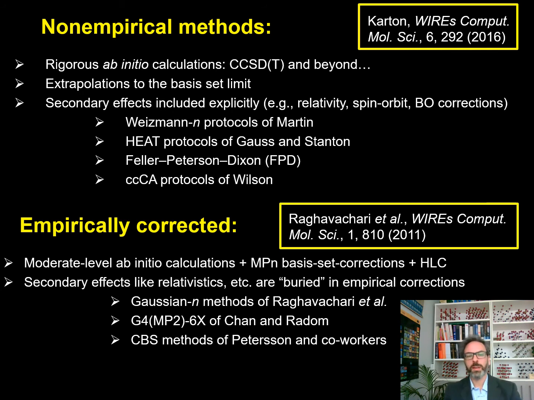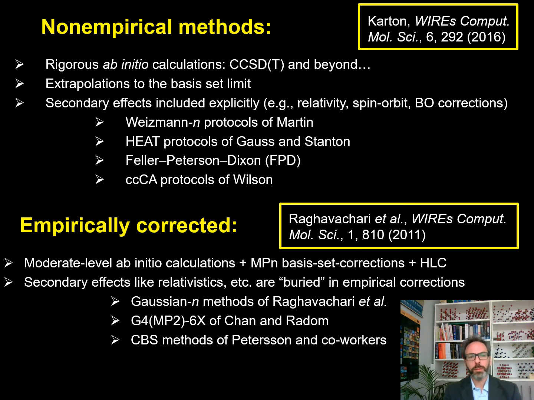Empirically corrected composite ab initio methods involve lower-level CCSD(T) calculations. These energies are not extrapolated to the infinite basis set limit, but rather they use basis set correction terms obtained from Moeller-Plesset perturbation theory. Secondary energetic effects are not always taken into account explicitly, and this means that in order to obtain high accuracy, these methods need to include empirical terms that are parameterized against accurate experimental data.